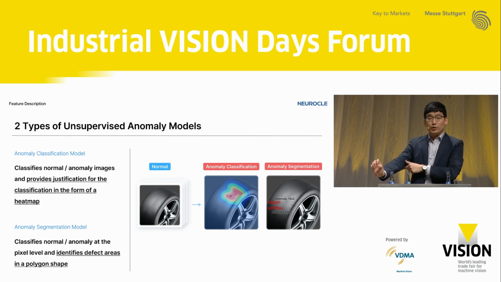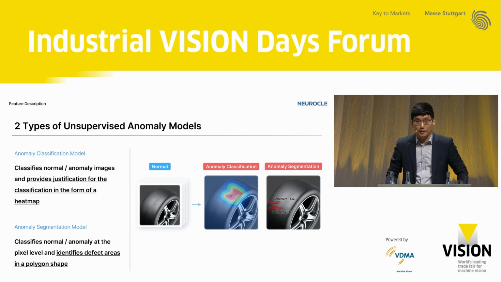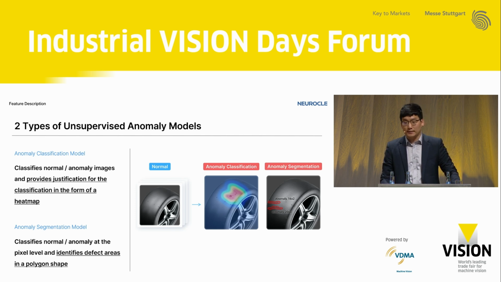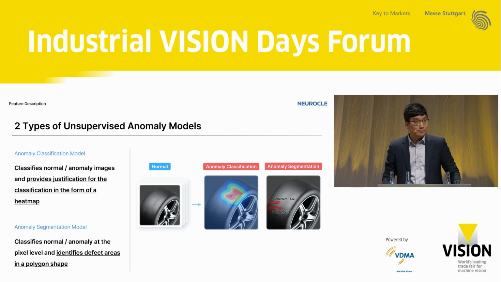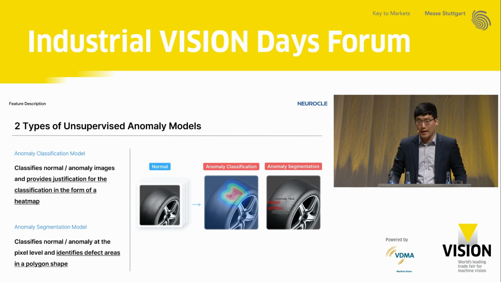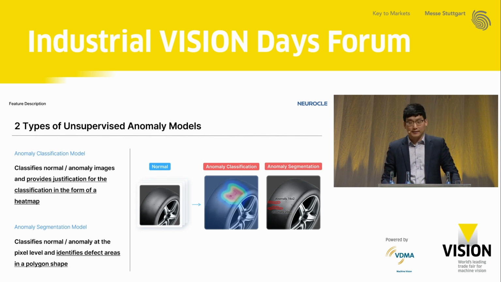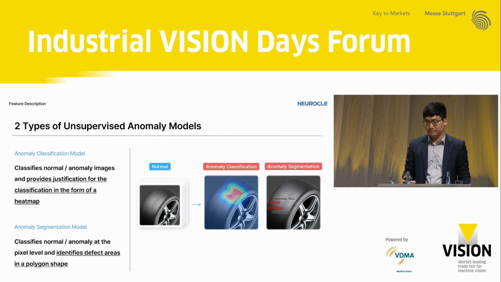We provide 2 different types of anomaly models. One is anomaly classification, and the other is anomaly segmentation. The results are very similar to supervised classification and supervised segmentation. Anomaly classification shows the heat map, which we call the class activation map, and anomaly segmentation shows the exact blobs of the defects on the surfaces.